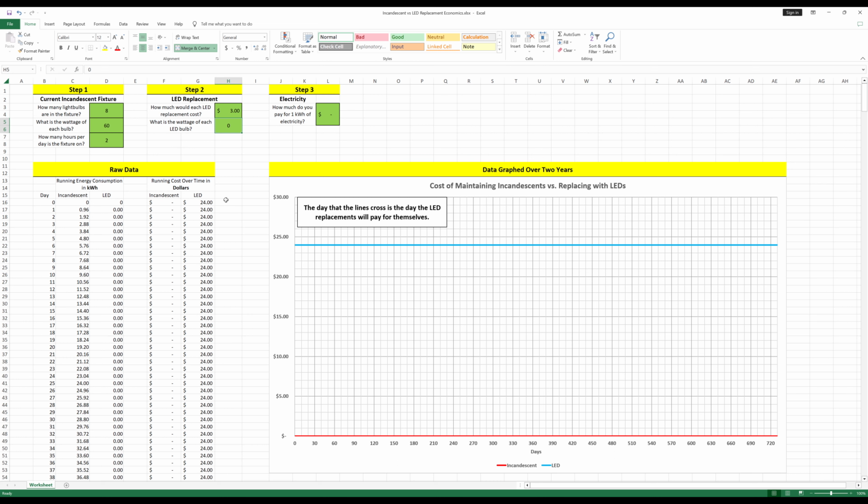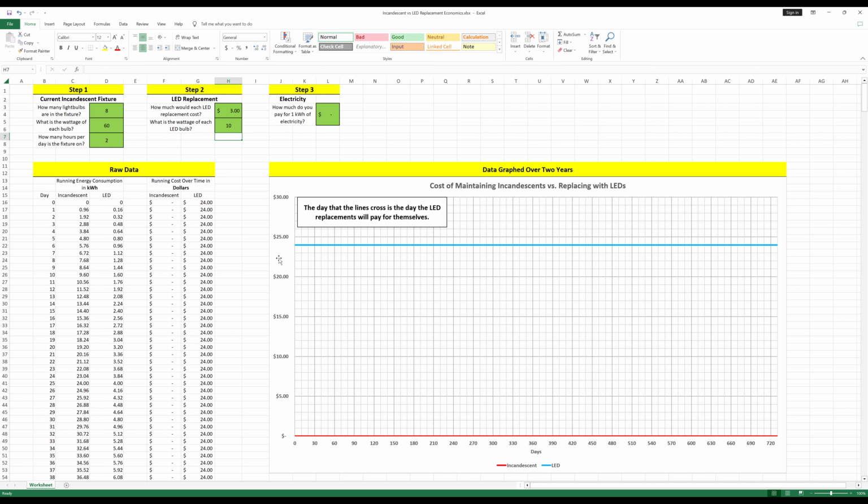Typically, as a rule, you could probably say that LEDs use about an eighth of the electricity as a standard incandescent, but let's round up and say 10 watts here. Right there, you can also see the running energy consumption of the LEDs fill in, and as you can obviously see, it is much lower.